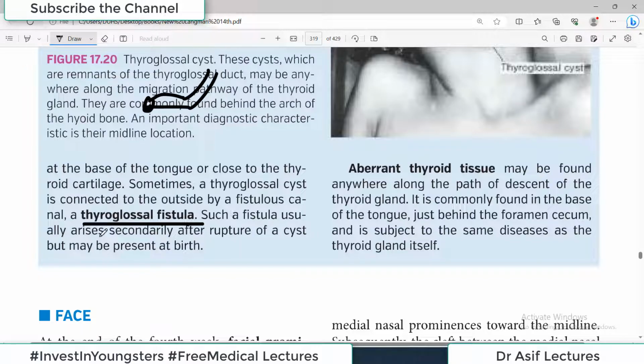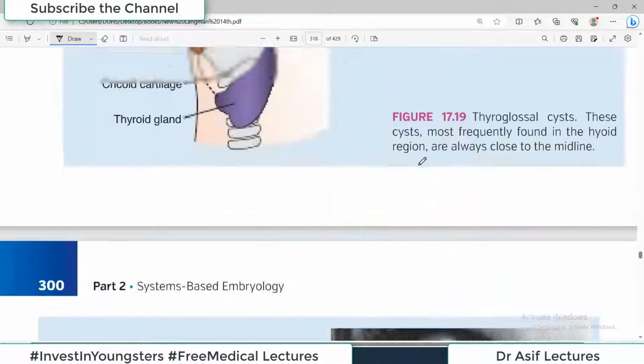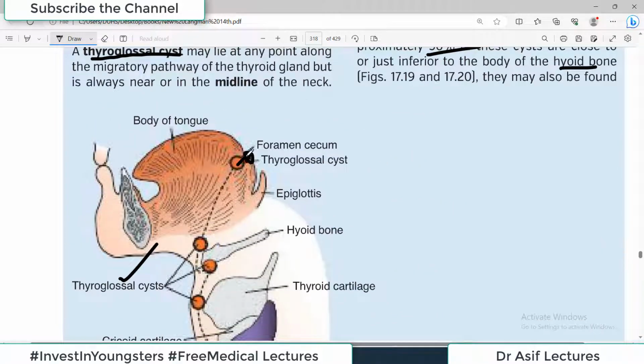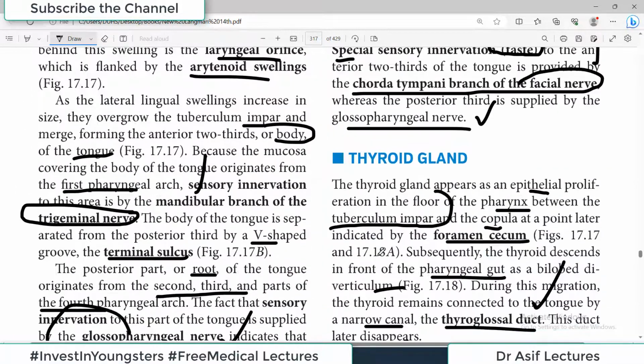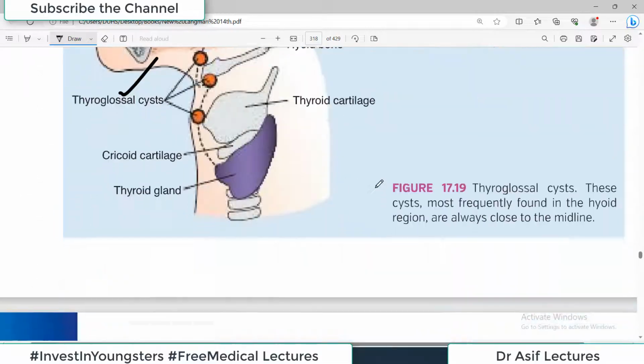Such a fistula usually arises secondarily after rupture of the cyst. Aberrant thyroid tissue may be found anywhere along the path of the descent of the thyroid gland. It is commonly found at the base of the tongue, just behind the foramen cecum. And that makes sense because at the base of the tongue it is actually produced. और अगर यहाँ थोड़ा बहुत thyroid tissue रह गया, तो that is called aberrant thyroid tissue. Okay? Right, so that's all about the thyroid gland.